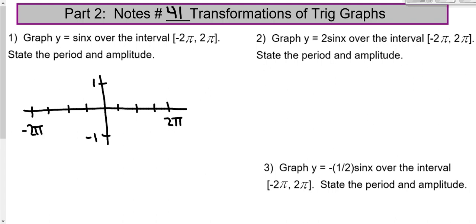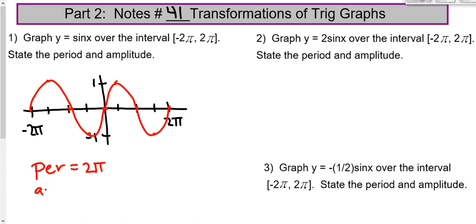All right, now remember the sine graph goes through 0, 0. So we start in the middle and we go middle, top, middle, bottom, middle. There's one sine curve. Same thing on the other side, bottom, middle, top, middle. There's another. Okay, the period is the width of one cycle. The period is 2 pi. The amplitude is the distance from the middle to the top. The amplitude is 1.